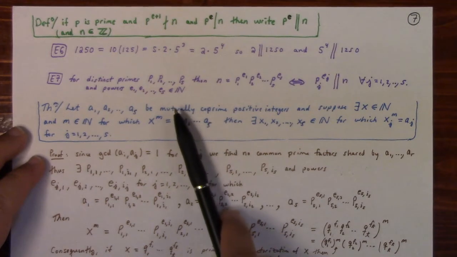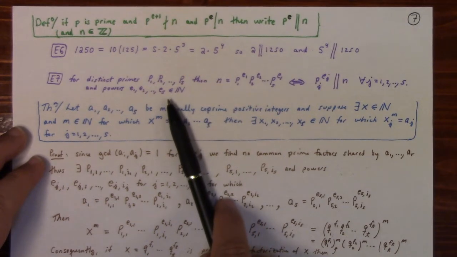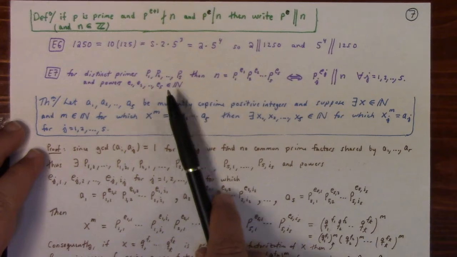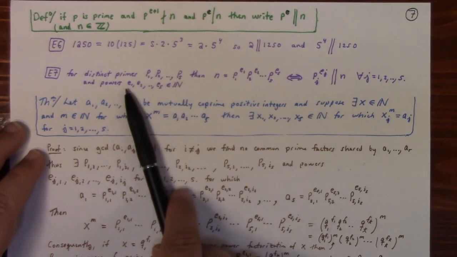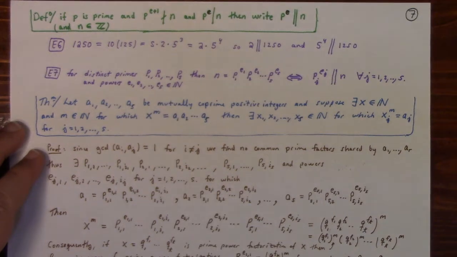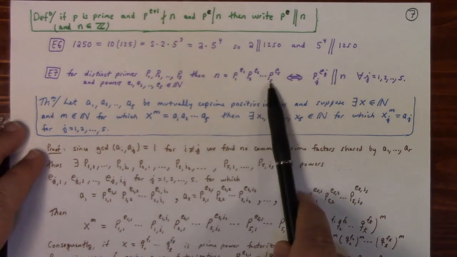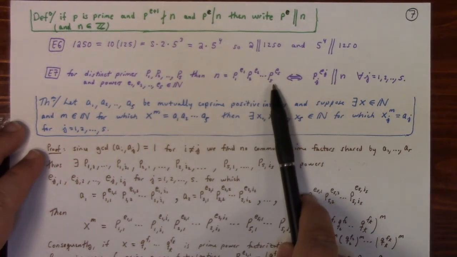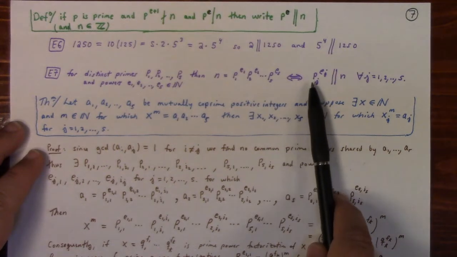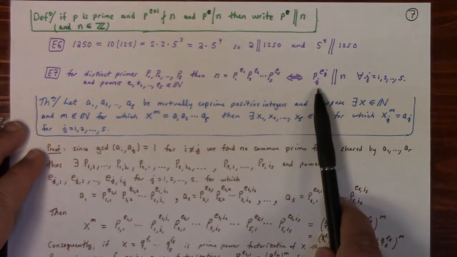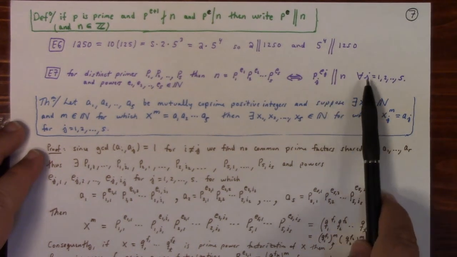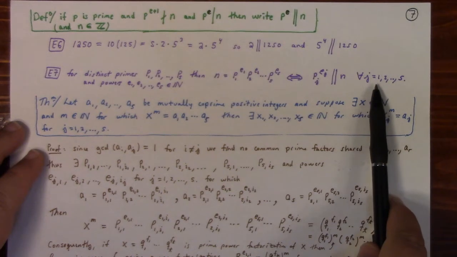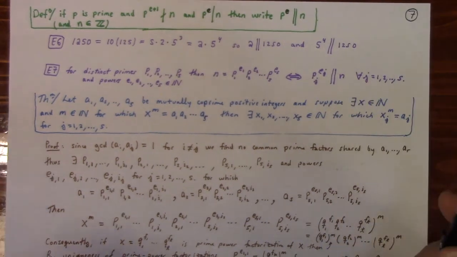And so my example 7 is really more of a theorem than it is an example, truth be told. If you have distinct primes p_1 through p_s, and their powers are e_1 through e_s, then n is equal to that prime power factorization if and only if p_j to the e_j exactly divides n for each of the prime powers 1 through s, right?